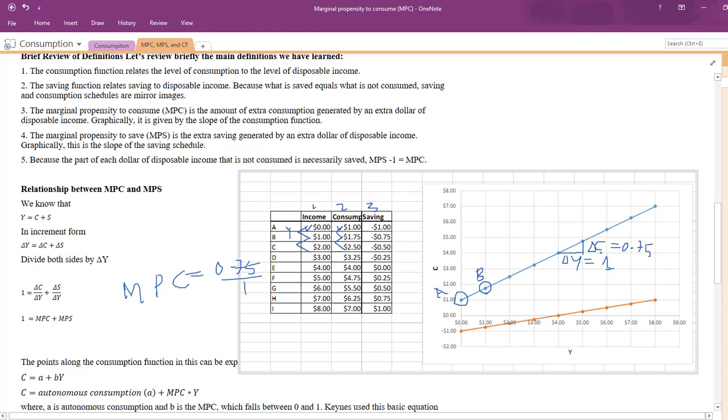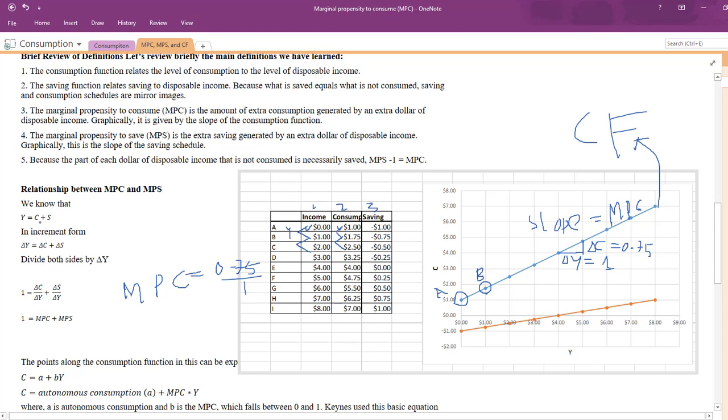In fact, the MPC also represents the slope of this graph. And what is the name of this graph? This graph is the consumption function.